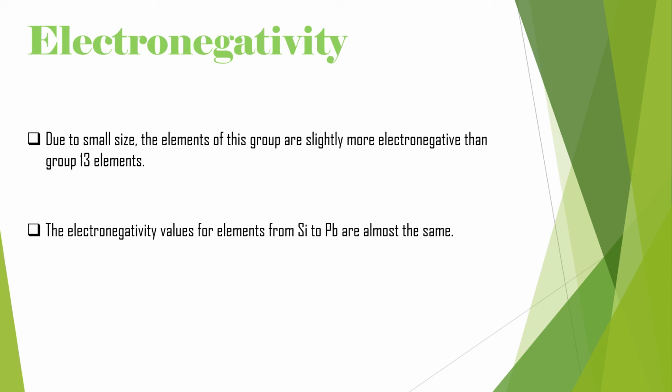Now, electronegativity. Due to small size, the elements of this group are slightly more electronegative than the group 13 elements. The electronegativity values for elements from silicon to lead are almost the same. That's generally because of the similarity in their size.